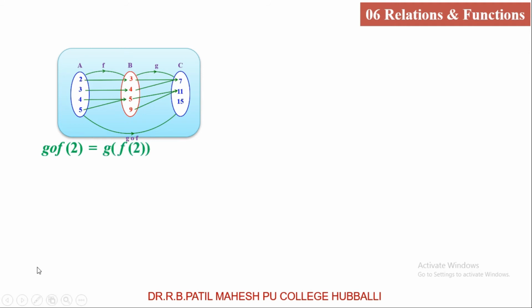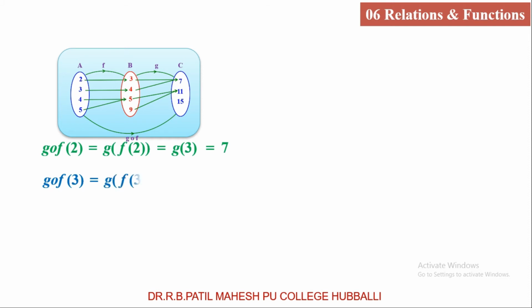So what is F of 2? To write F of 2, see the connection from 2 to 3. So F of 2 is equal to 3. In place of F of 2, I will write 3. So G of 3. Then what is G of 3? 3 is related to 7, so G of 3 will be 7. So the value of G of 3, I am writing 7.